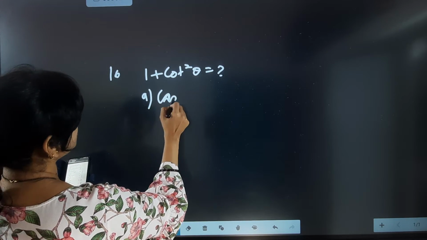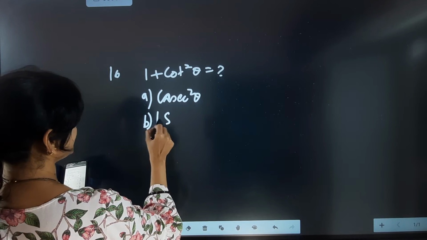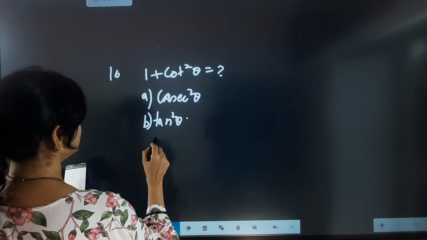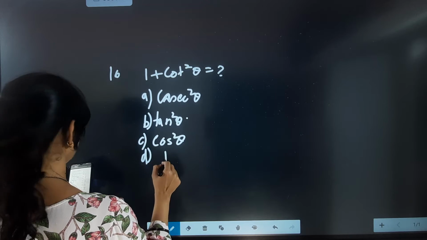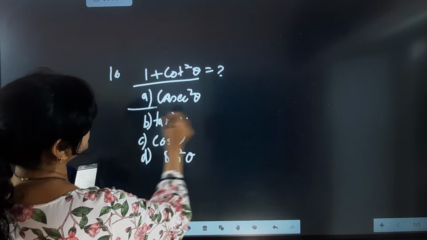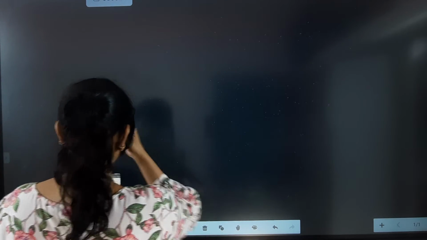Options are cosecant square theta, tan square theta, cos square theta, sin square theta. The formula is 1 plus cot square theta is cosecant square theta. Direct formula, it is exactly going to be used.